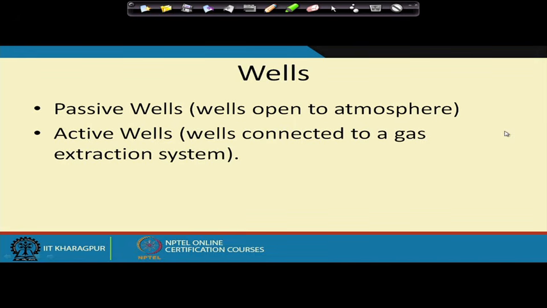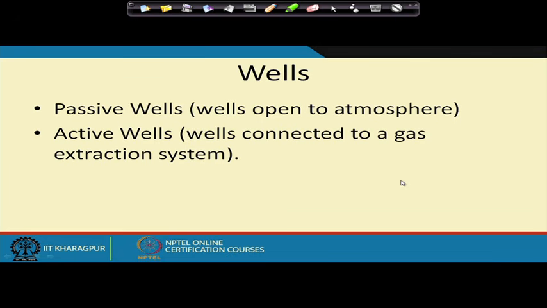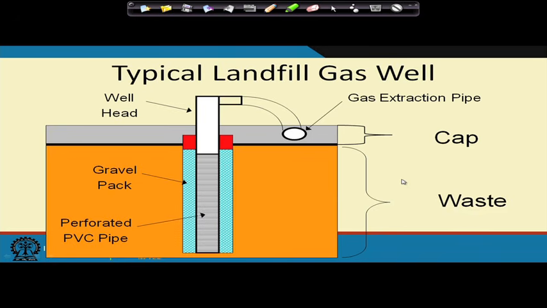So wells could be passive or active. A passive well is open to the atmosphere. You are not really doing a collection, you are not applying a vacuum, but that's not common anymore. That used to happen for small dump sites, but now in an engineered landfill system, you will have an active well which will be connected to the gas extraction system. Again, we'll come back and spend more time on landfill gas and landfill leachate, both sides.